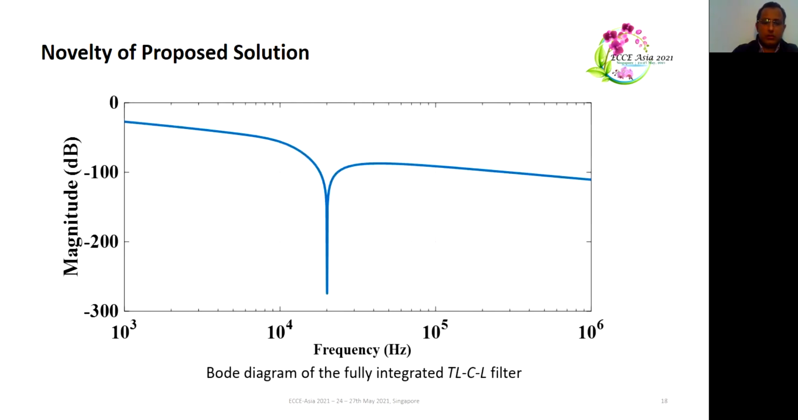Here are the both diagrams of the fully integrated TLCL filter. As we see, there are no resonant peaks, and also we have two trap resonants at the same point at the double switching frequency.